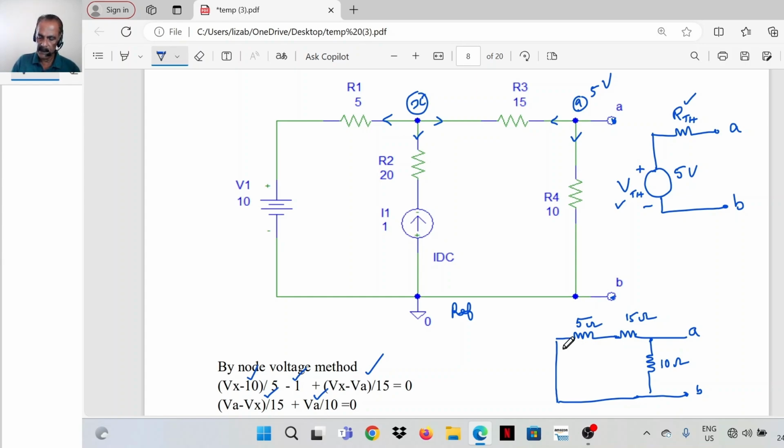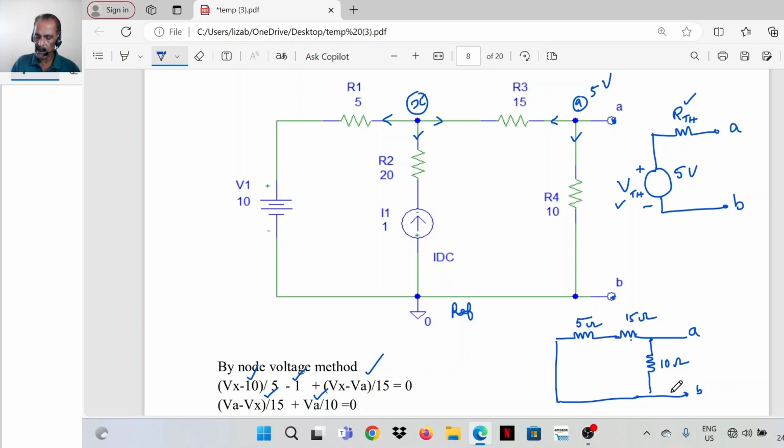So the voltage source is replaced with a short circuit and the current source with an open circuit. That means this branch we have to avoid. So R1 will be there in the circuit, that is 5 ohm. R2 will not be there. The branch itself is taken out. So from Vx to Va, or X to A, the resistance is 5 ohm plus 15 ohm. Then between A and reference, it is 10 ohm.